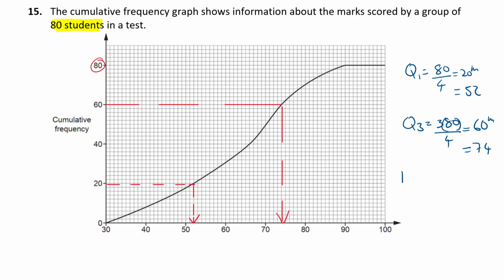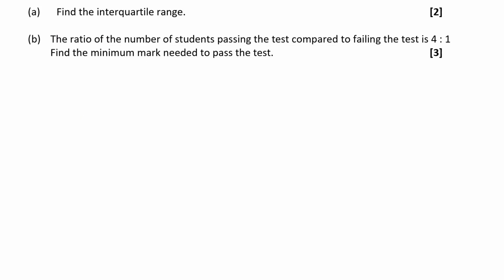So Q1 is 52 and Q3 is 74, so the interquartile range is going to be those things subtracted from each other. So 74 subtract 52, what's that? That is 22 then, isn't it? It's the distance from here up to here, that's the interquartile range. 22. Part B says the ratio of number of students passing the test compared to failing the test is 4:1. Find the minimum mark needed to pass the test.